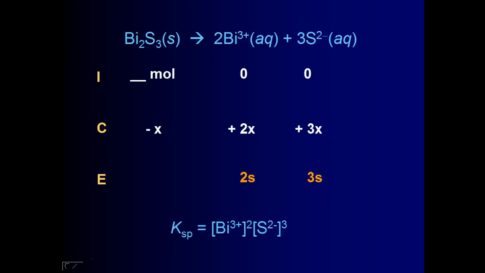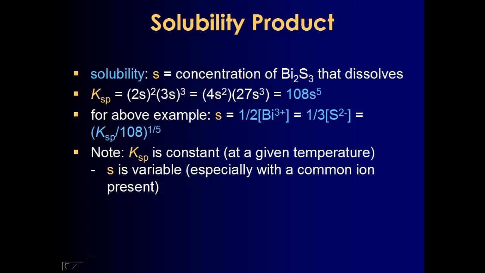So if we know what the change is, we can determine how much of the original ionic compound was able to dissociate by solving for just the base value of X, or in our case S. So solubility is determined by using your KSP value as well as the amounts of the ions that were produced. And because we had each of the ions raised to their coefficient, it's not just 2s, it's 2s squared. It's not just 3s, it was 3s cubed. And that gave us a ratio of 108s to the fifth.